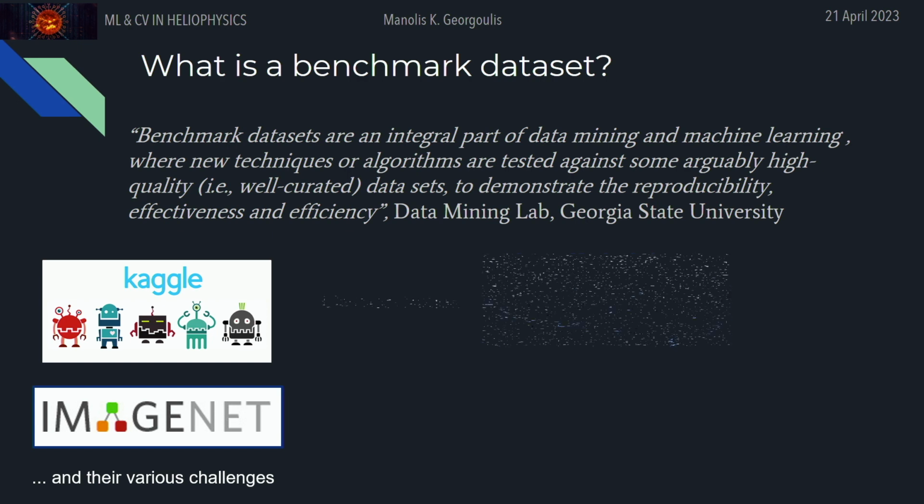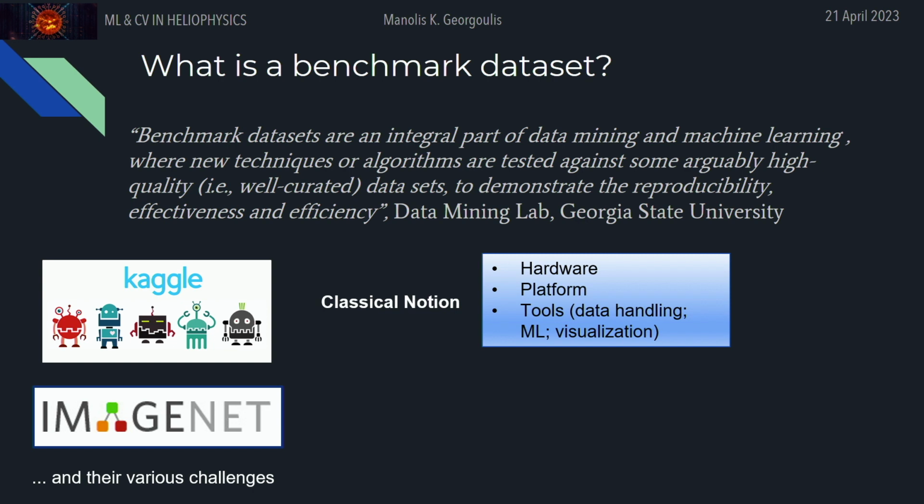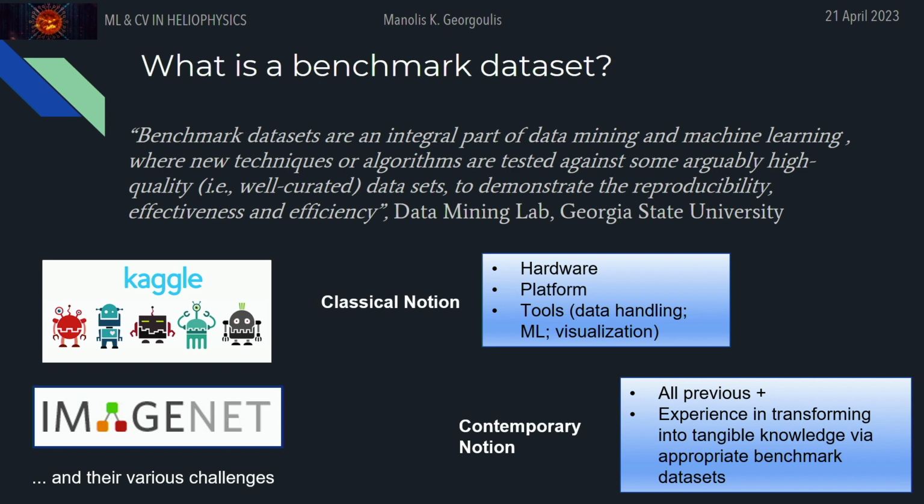Okay? So, all in all, you have the classical notion of hardware, some servers, disks, etc. You have the platform on which the tools are based: data handling, machine learning, and visualization. Benchmark datasets come over to clarify or to refine this picture by saying, I have all the previous, but I'm going to need some domain expertise and experience in transforming a dataset into tangible knowledge, right? Taking a benchmark dataset, using some domain expertise, and making something tangible, a result that I can rely on in future steps.